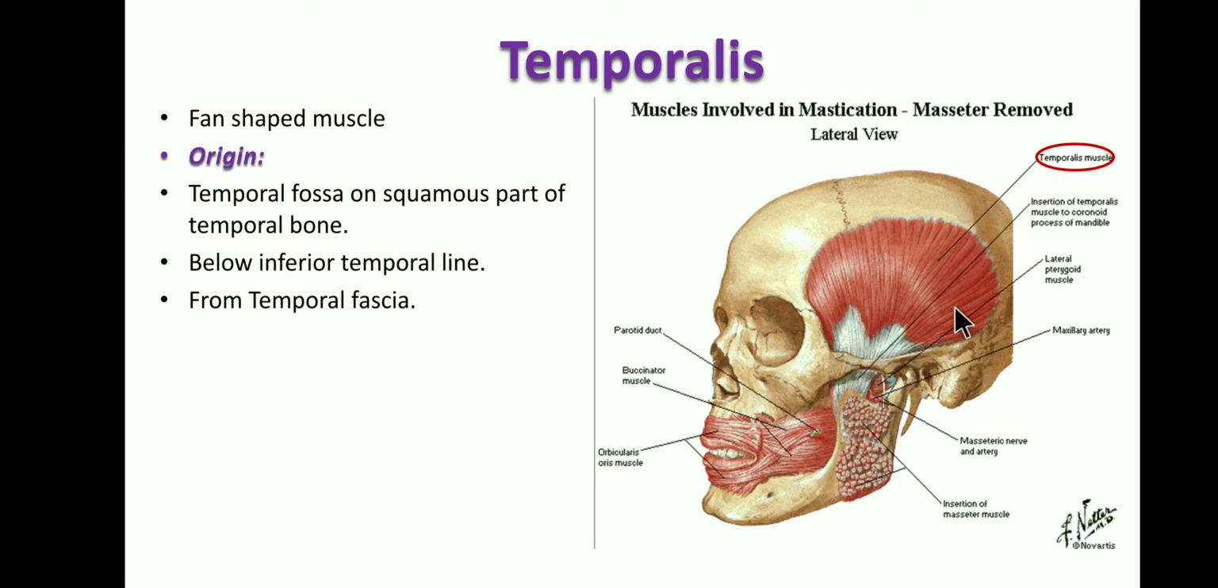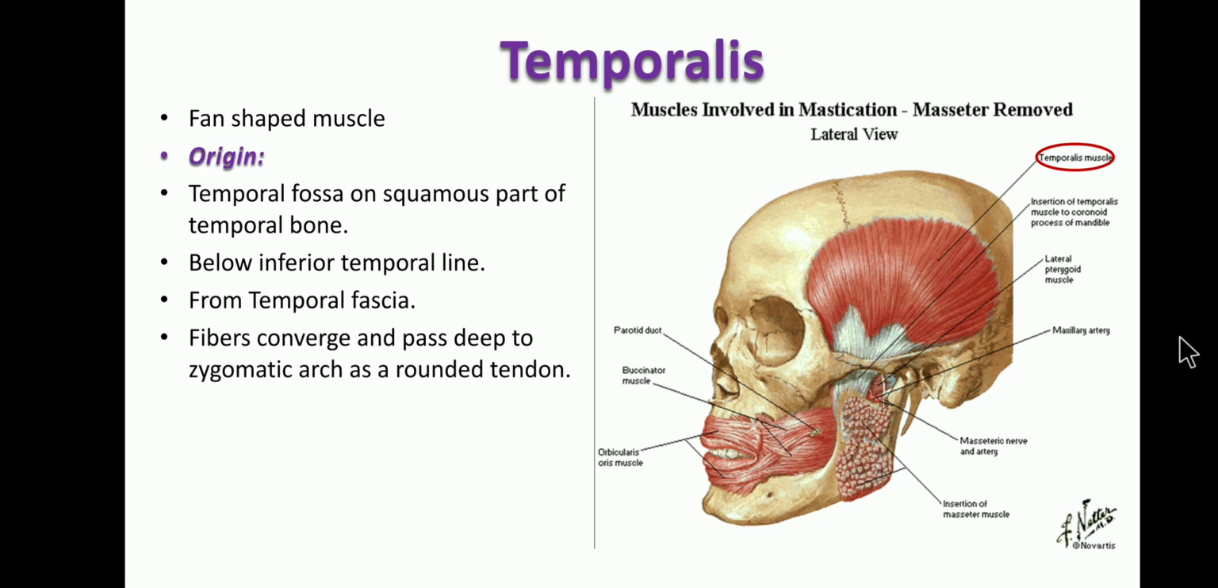All the fibers converge and pass deep to the zygomatic arch as a tendon and get inserted into the coronoid process. Mainly it is inserted into the tip, anterior border and medial surface of the coronoid process of the mandible, the sharp process in front. The process behind is the condyloid process or head of the mandible. Between the coronoid process and the condyloid process, you have the mandibular notch. So that is about the temporalis muscle insertion.